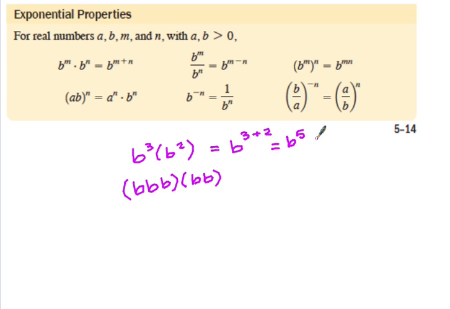Now let's say we had division. Very similar, but with division now, let's say we had b cubed over b squared. I have 3 b's on top, 2 b's on bottom. We need to split apart.